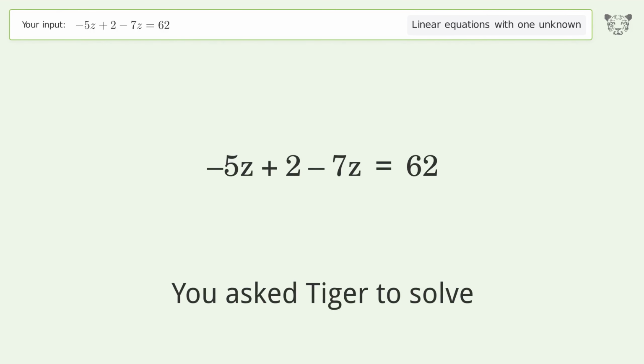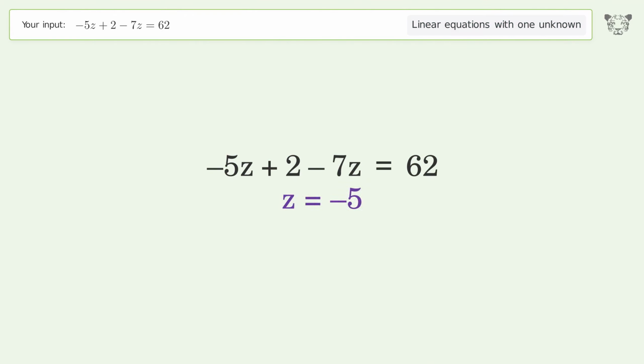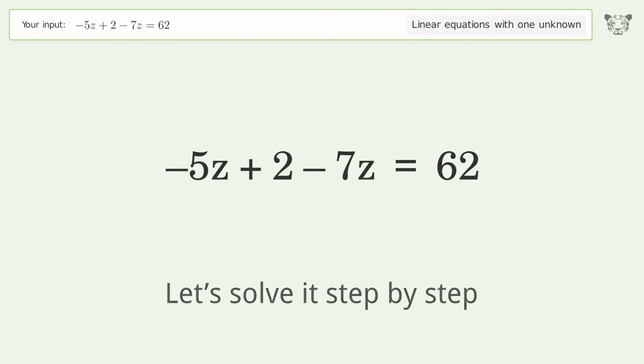You ask Tiger to solve. This deals with linear equations with one unknown. The final result is z equals -5. Let's solve it step by step.